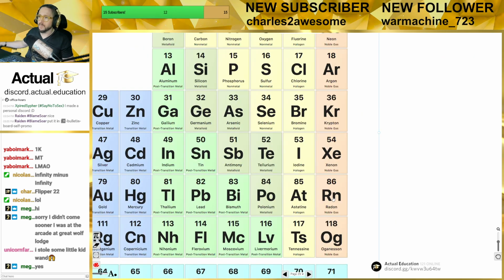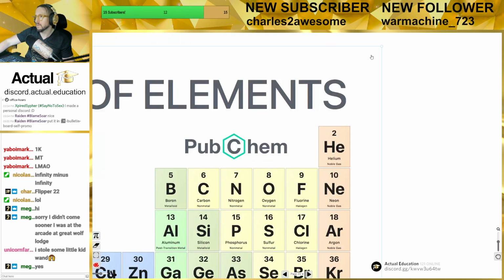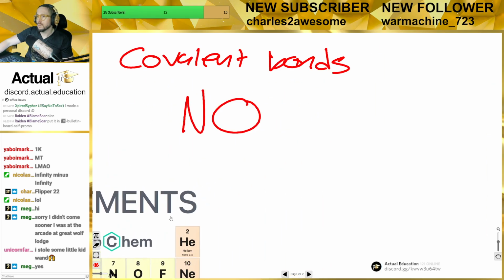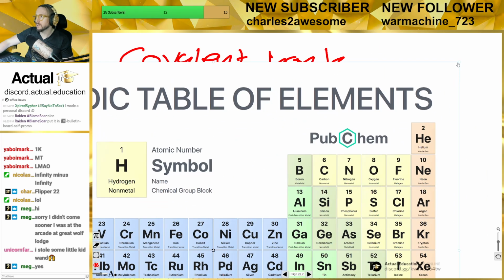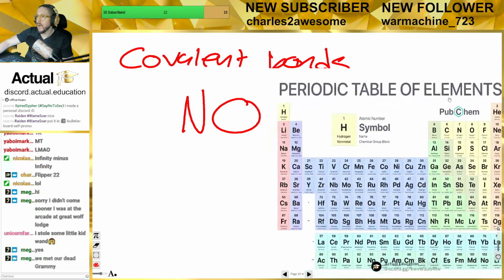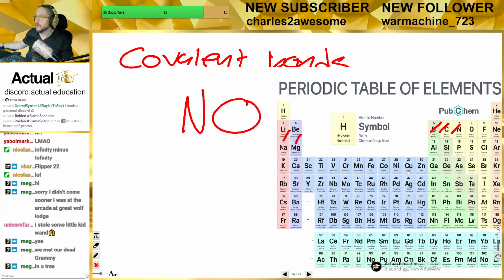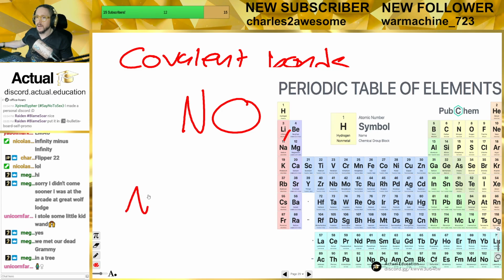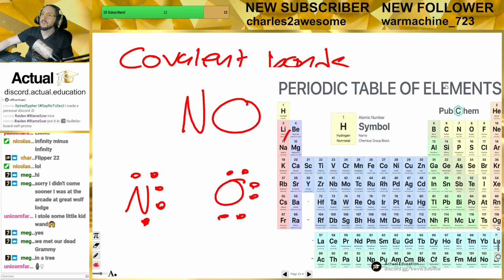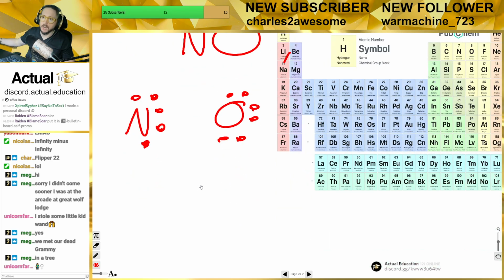You guys can tell me. It'd be nitrogen and 1 oxygen, right? That's monoxide. Nitrogen dioxide would be nitrogen and 2 oxygens. How many valence electrons does nitrogen have? That's 5. Nitrogen's gonna have 5 electrons on it. Oxygen has 6. So what these guys are gonna do is share their electrons between each other.